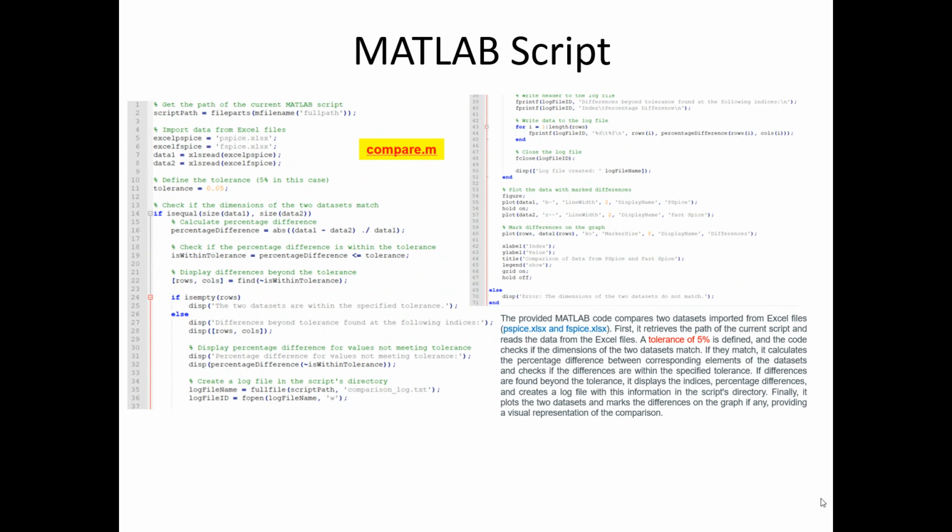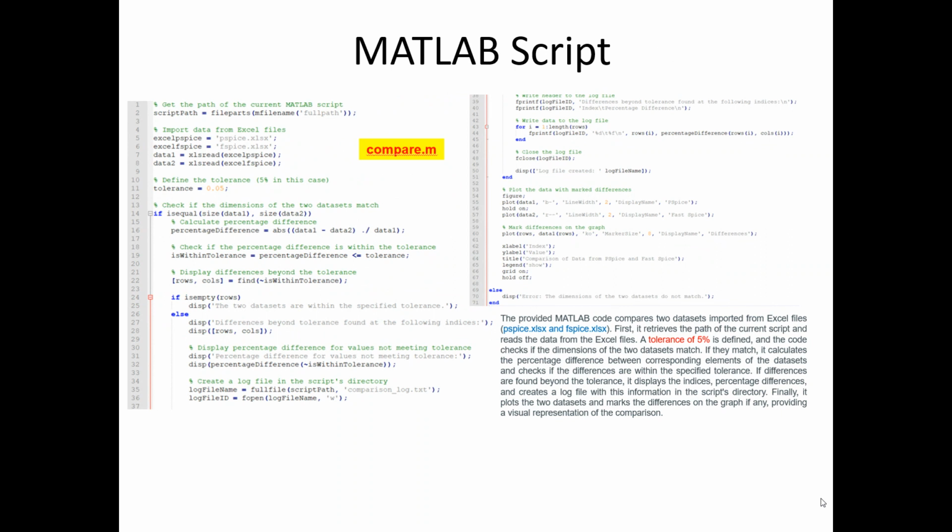So the provided MATLAB code simply compares the two data sets imported from Excel files, data 1 and data 2. Then first, it retrieves the path of the current script and reads the data from the Excel files. Definitely, ganun yung ginagawa na kailangan niyang basahin yung data from the directory that you have specified. And then we define tolerance of 5%. And the code checks if the dimensions of the two data sets match.